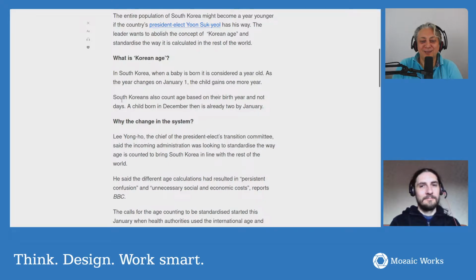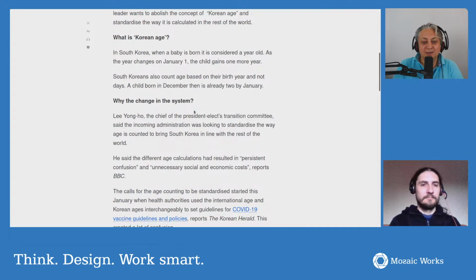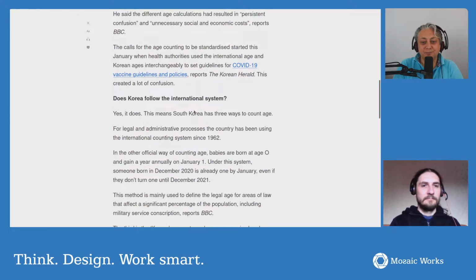Yeah, so a child born in December is already 2 by January. And they count age based on their birth year and not days. Right? Because indeed it depends on which month you are born. If you are computing age for somebody, traditionally, in most countries, you need to know the exact month and date, and then do a subtraction. So basically what they had is 3 ways to count age.